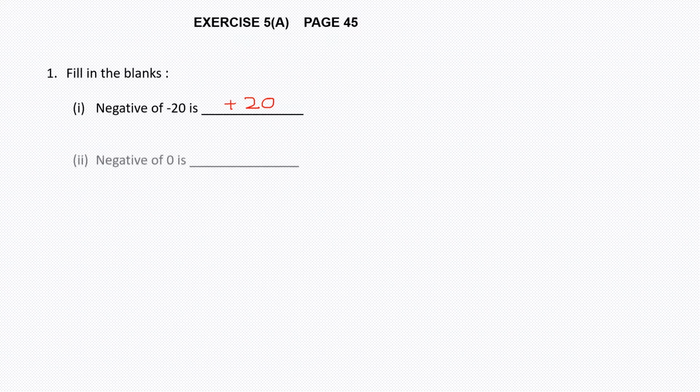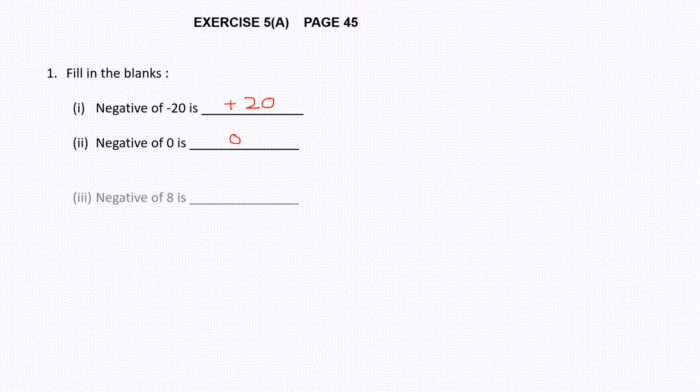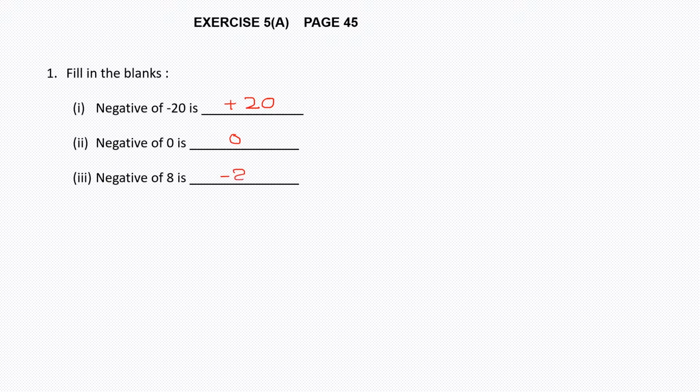Fill in the blanks. First question, the negative of minus 20 will be plus 20. Negative of minus 20 is plus 20. The negative of 0 is always 0. The negative of 8, a positive number, will be a negative number. Negative of 8 will be minus 8.